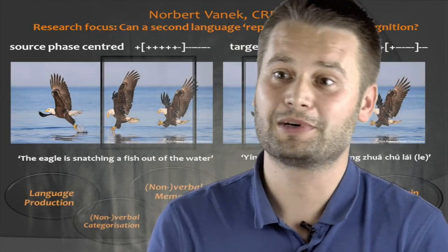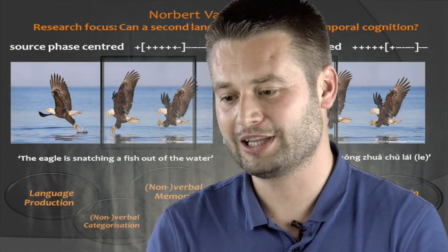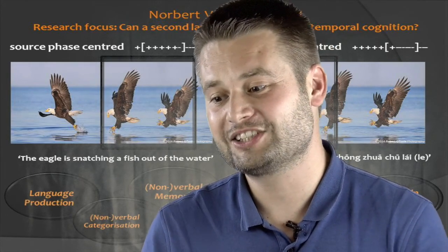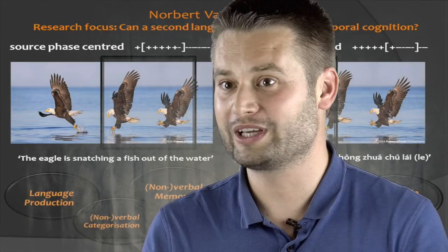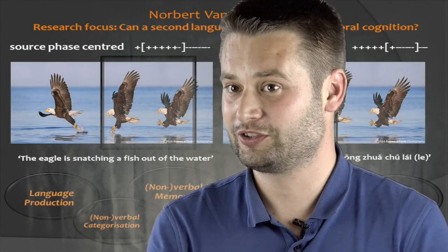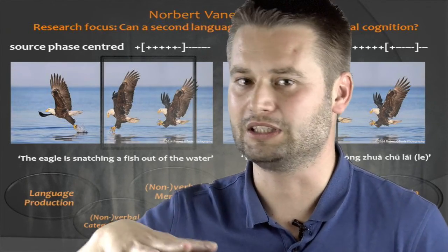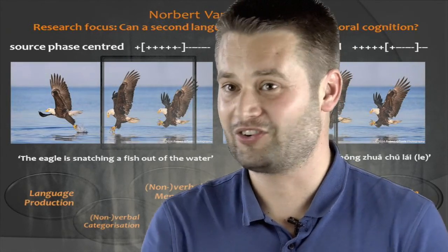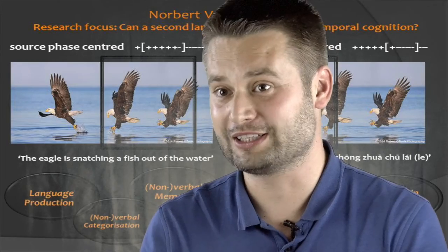It is present but different in both languages, and research shows that whilst in English it's perfectly fine to combine ongoingness with typically short two-state events, like the eagle is snatching a fish out of water, or the train is arriving at platform 4, or baby is falling asleep.